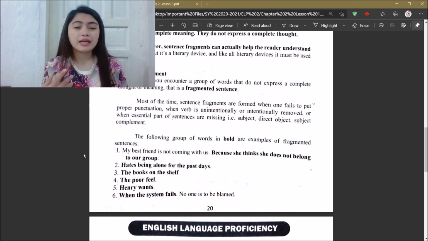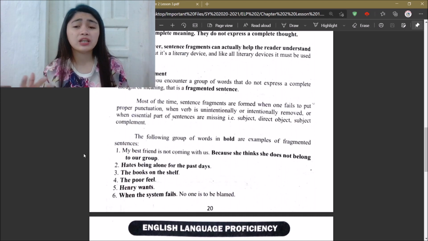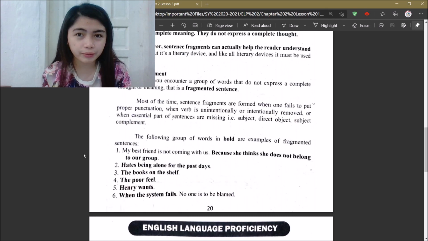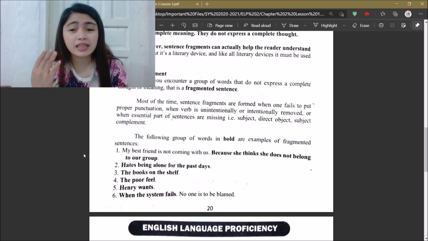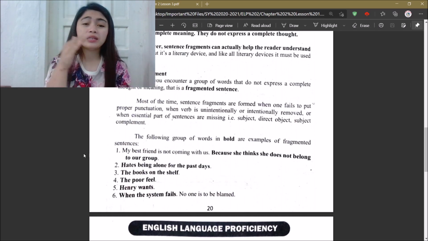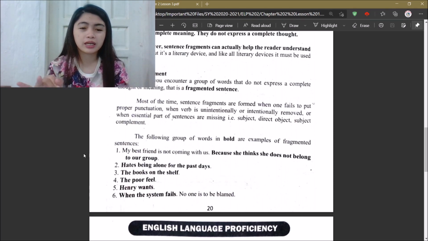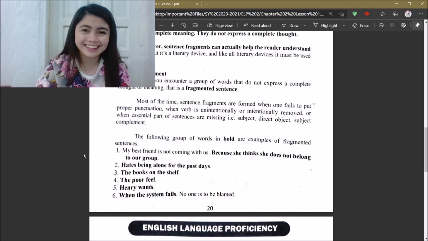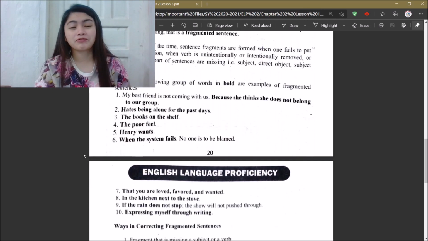Yan yung mga yan. And then the number two is when the verb is intentionally or unintentionally removed. So walang verb. So walang is, walang are, walang am, walang was, walang were. Yung mga yan. And then the next one is when the essential parts of the sentence are missing. So we have the subject, direct object, and subject complement, which I will discuss later. Okay, so the following group of words in bold are examples of fragmented sentences.